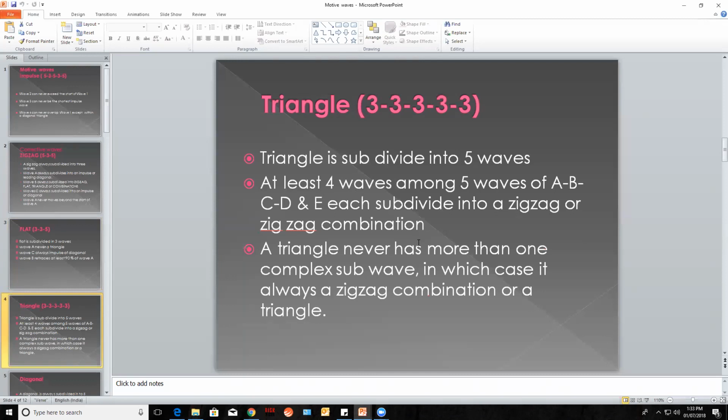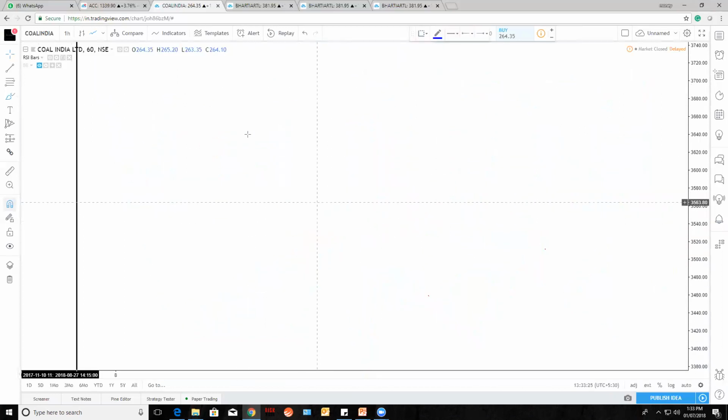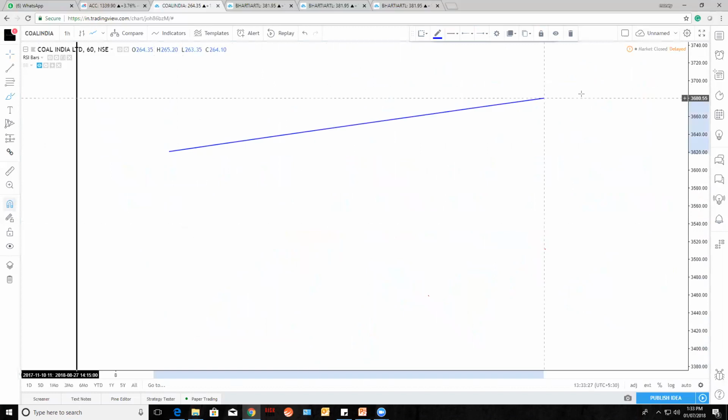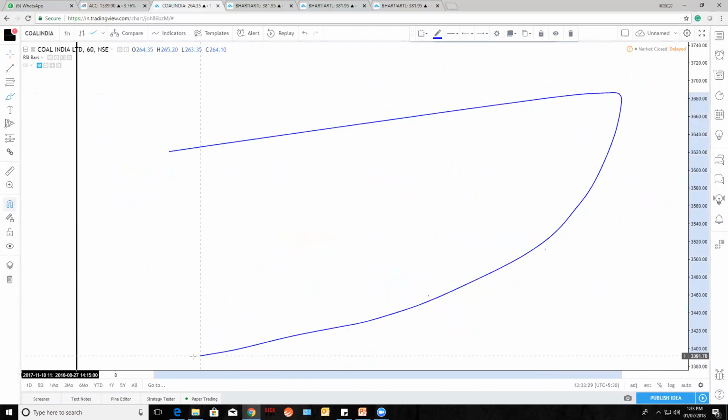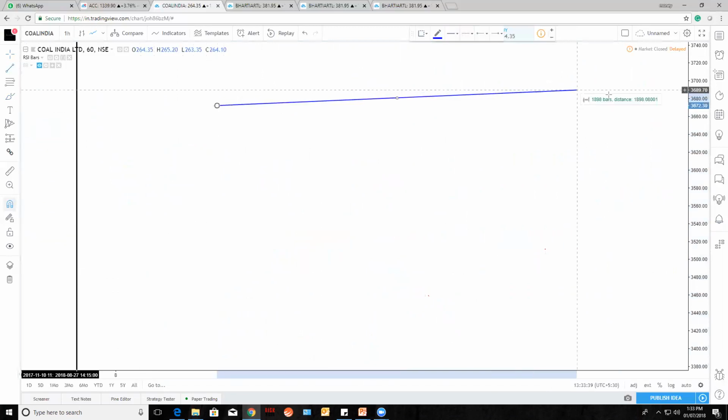I will tell you that. And a triangle never has more than one complex subwave, in which case it's always a zigzag combination or a triangle. I will tell you what that is. Now what they are telling is, in a triangle, minimum 4 waves should be a zigzag. What does it mean? Let's have a bigger structure. It is a triangle. Let's take this as one triangle.